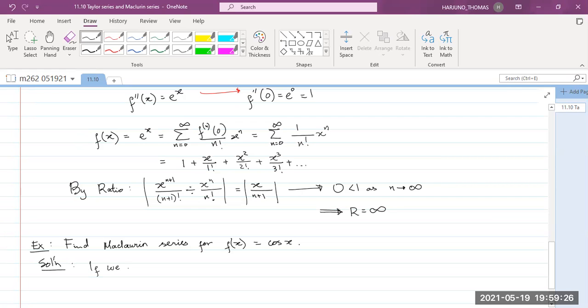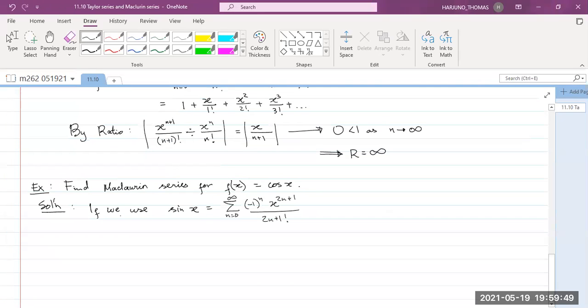If we use the expansion for sine x, now the derivative of that sine x is cosine x, but that's also the derivative of this infinite series with respect to x. As long as it is within the radius of convergence, the derivative of the series is the series of the derivative.